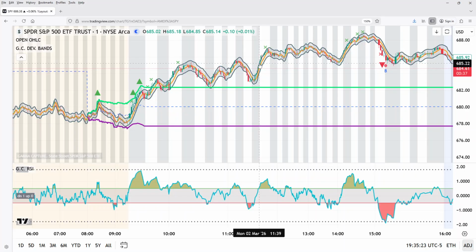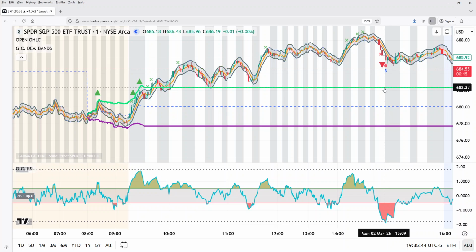obviously the news stories. I didn't want something to happen news-wise and get caught being long when there's some bearish news. But the market rode up all the way back to 687, and then you started seeing this sell-off.